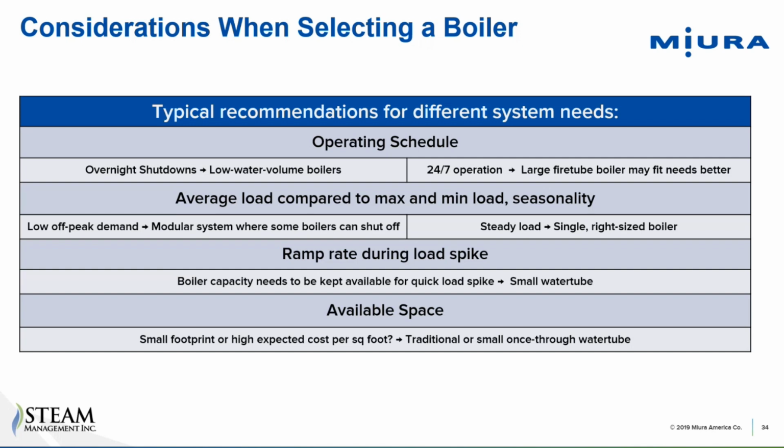Depends a lot on different factors, but you might look at ramp rate. If you need to keep boiler capacity available for a quick load spike, you might look at a small water tube, or a small water tube with modular boilers, so you've got some available. Or you might say that the load is so quick and recovers so quickly that a large boiler with a very large steam drum might make sense. And then available space. If you've got a high cost per square foot or a small available footprint, a water tube is probably going to make sense, whether that's traditional or a small once-through water tube.